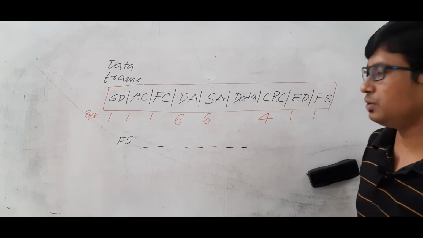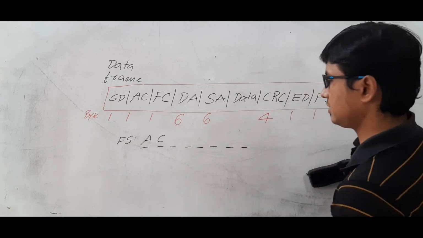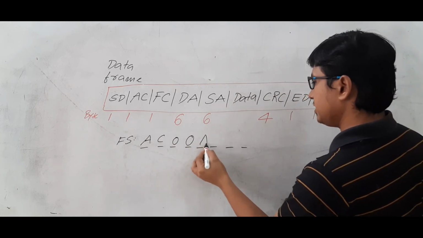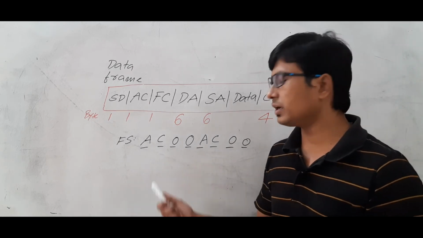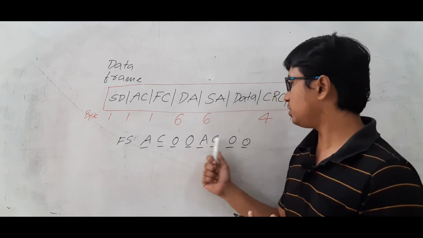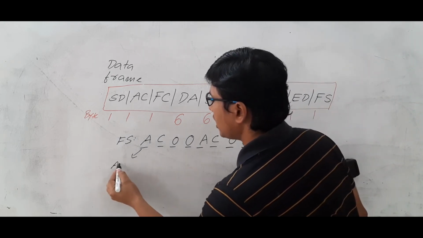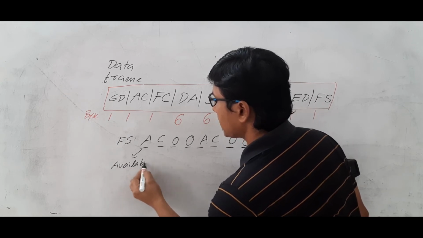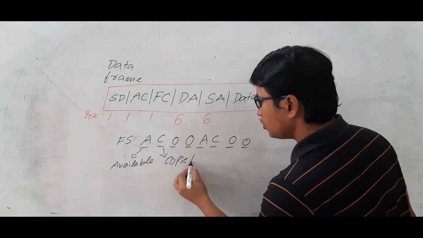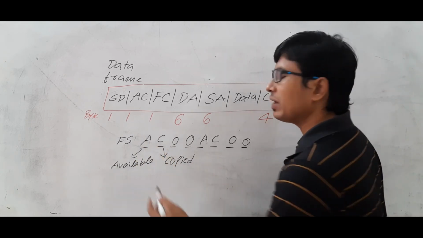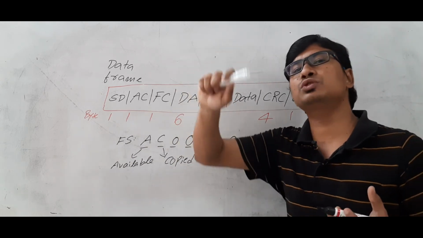so you will carry the A C 0 0, A C 0 0. Whether you remember it as an air condition, whatever it is, A C 0 0, A C 0 0. What is meant by A? The destination is available. And C means copied. So these 2 bits will be telling whether the destination is available or not, because you are sending the data frame from source to destination.